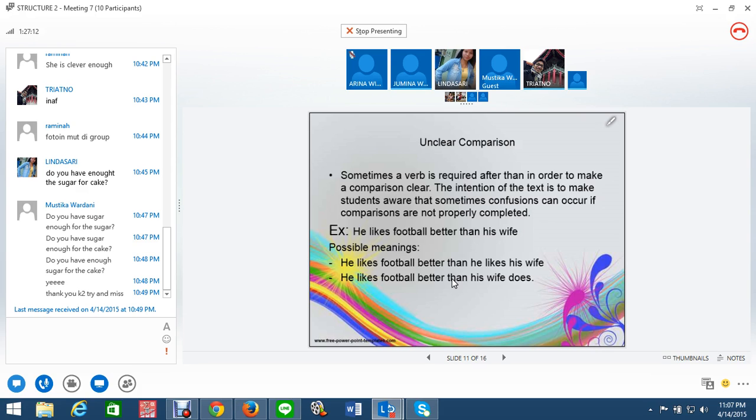Avoid, A-V-O-I-D. Avoid, menghindari, avoid, okay?